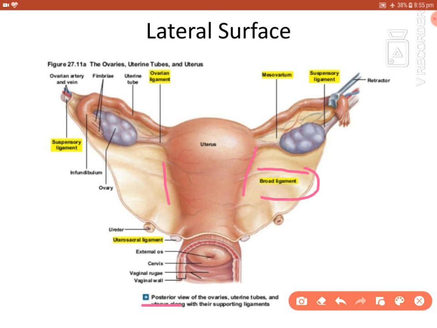It has two surfaces. I told you this is the posterior view, so this is the posterior layer of the broad ligament. Towards the anterior surface of the uterine body, there will be the anterior layer of the broad ligament.